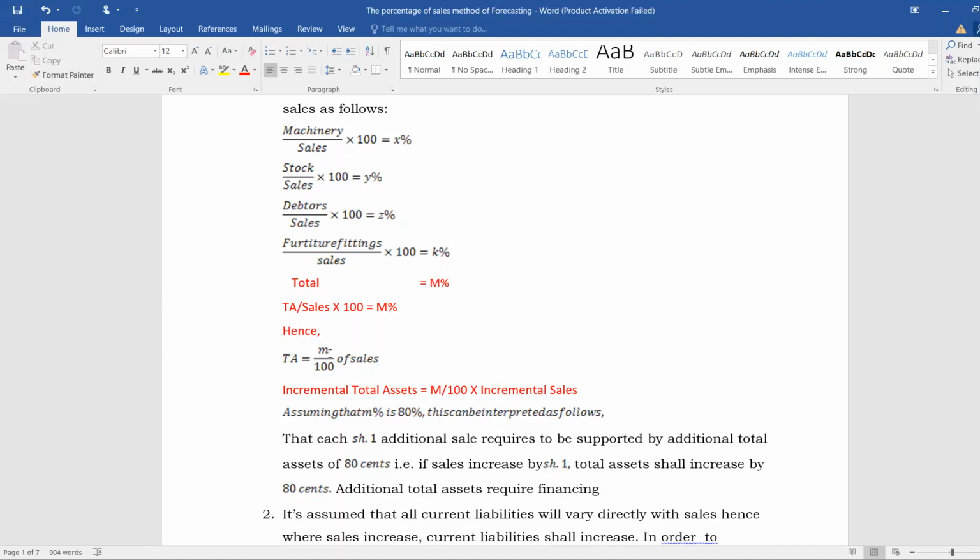Si ni kweli? Je, tunakubaliana hapo? Tunakubaliana?